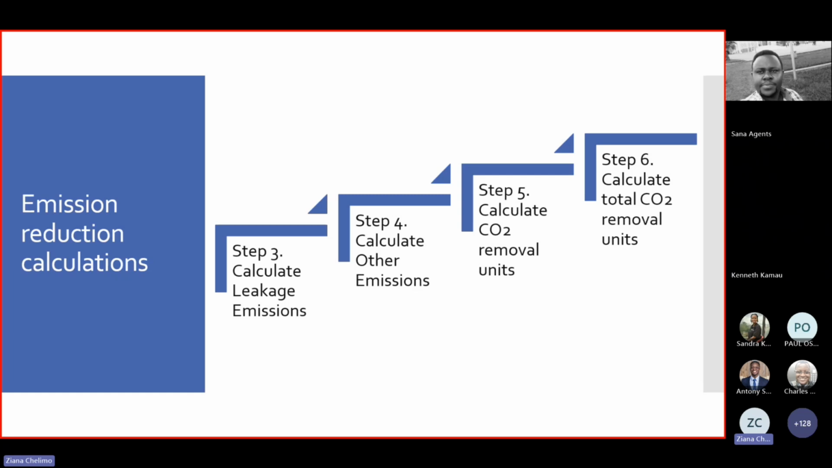Before Carbon First can initiate the sale of these credits, they have to consider that an additional 20% of the credits will be held in a risk buffer pool, which will be retired in case of any losses in the event of a wildfire or any other deforestation event. I hope up until there, we are clear on the methodology and the emission reduction calculations together with the baseline and the project scenarios.